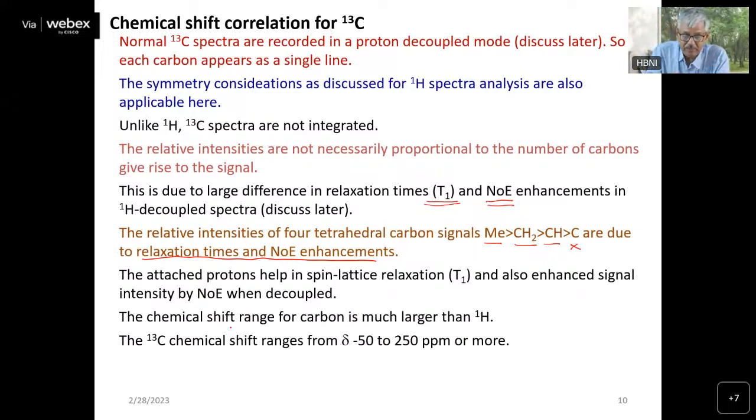And you will see the chemical shift range of carbon is much larger than proton. The chemical shift range is from minus 50 to 250 ppm or even more, sometimes, depending on organometallic complexes, it is much more.